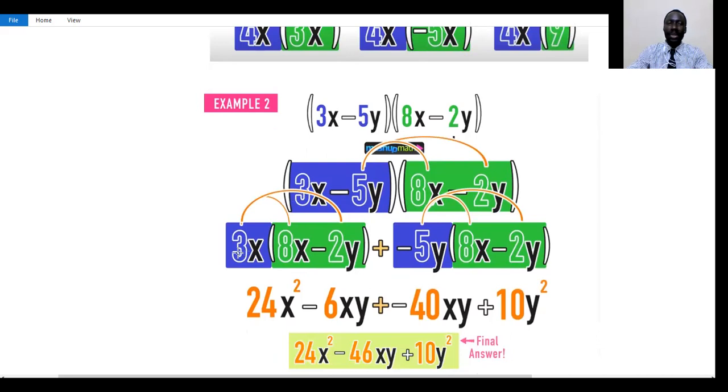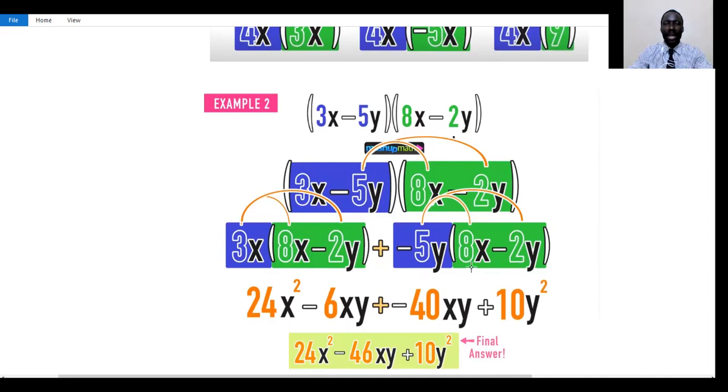That way, when we multiply 3 by 8, we get 24. When we multiply x by x, we get x squared. Then there is a minus sign here, which we write down. When we multiply 3 by 2, we get 6. Then when we multiply x by y, we get xy.